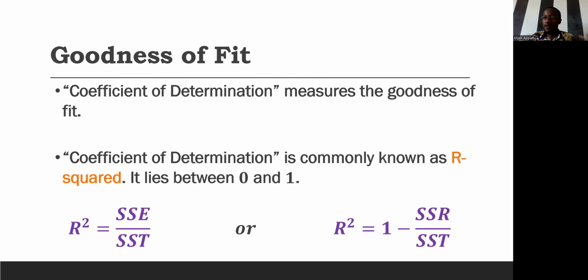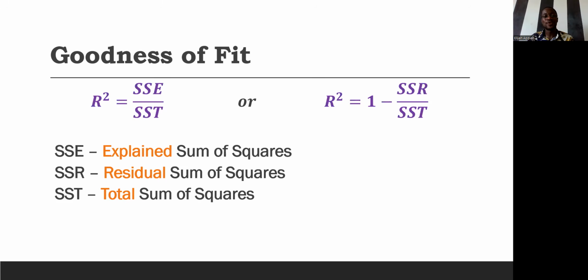If you want to look at the formula for how we calculate R squared, it's SSE over SST, or R squared is 1 minus SSR over SST. We're not going to go into that. We're just going to explain what they are. So let's go to the next slide. The SSE means the explained sum of squares. SSR means the residual sum of squares. SST means the total sum of squares. So SS is sum of squares, E is explained, R is residual, T is total.